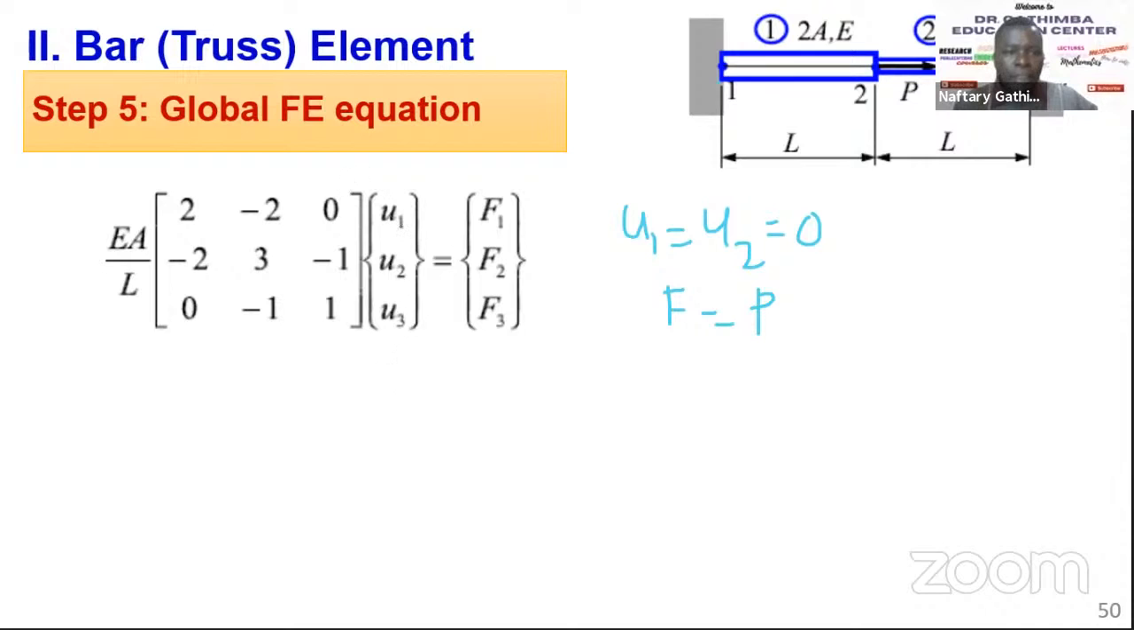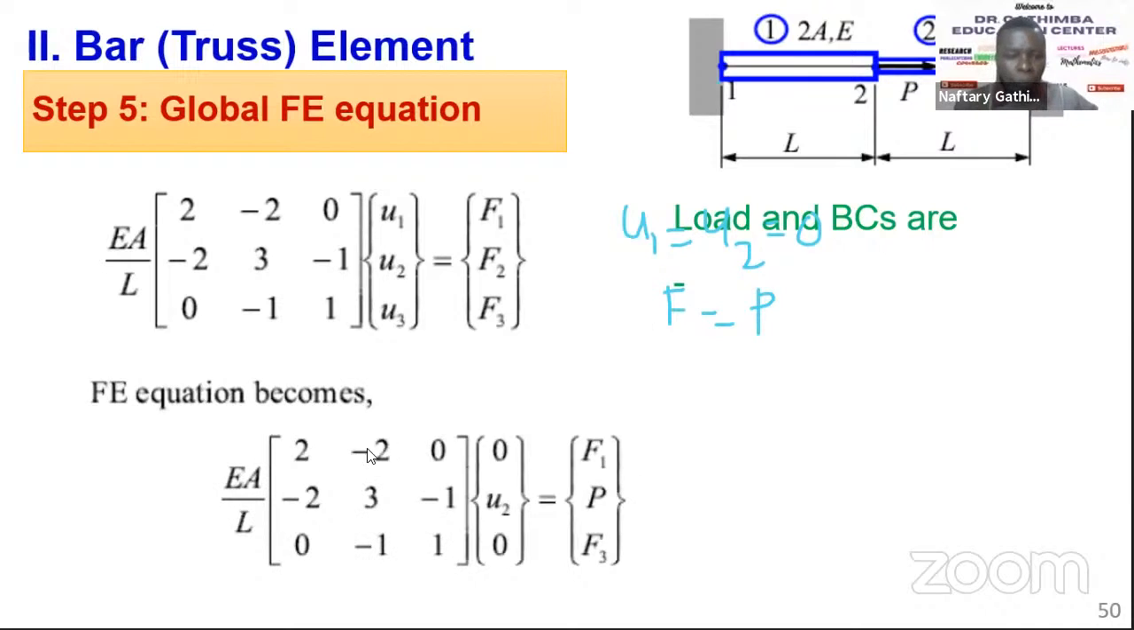That's why we are saying in step 5, for the global finite element equation, you introduce the loads and boundary conditions, and we are going to have this equation. Our finite element equation becomes like this: U1 is 0, U3 is 0, and F2 is P. So we have introduced the boundary condition, and we are through with step number 5. Now we need to go to step number 6, to solve for the nodal unknowns, or unknown degrees of freedom. In this case, it's the nodal displacement.